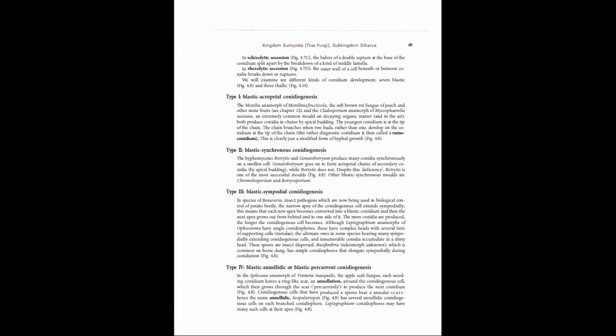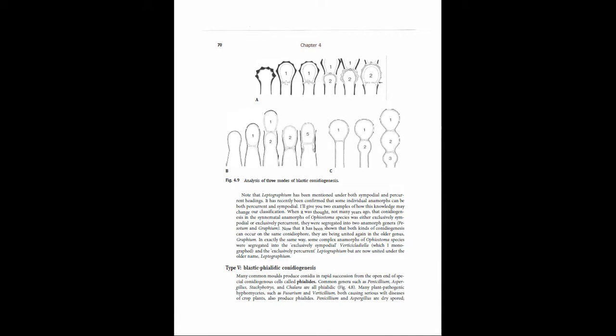Scopulariopsis, Fig 4.8, has several annellidic conidiogenous cells on each branched conidiophore. Leptographium conidiophores may have many such cells at their apex, Fig 4.8. Chapter 4. Fig 4.9, Analysis of three modes of blastic conidiogenesis. Note that Leptographium has been mentioned under both sympodial and percurrent headings. It has recently been confirmed that some individual anamorphs can be both percurrent and sympodial.